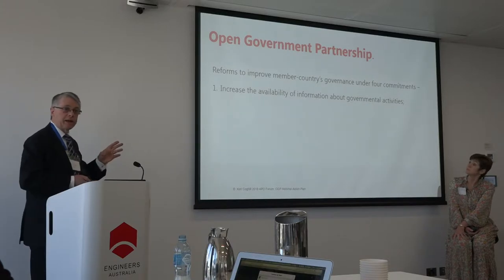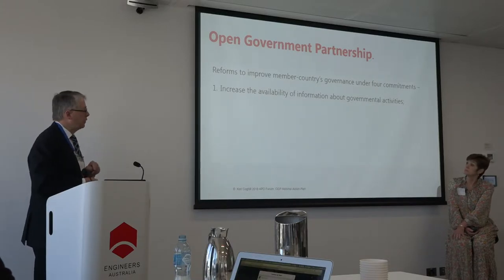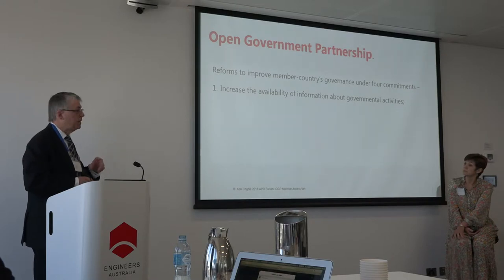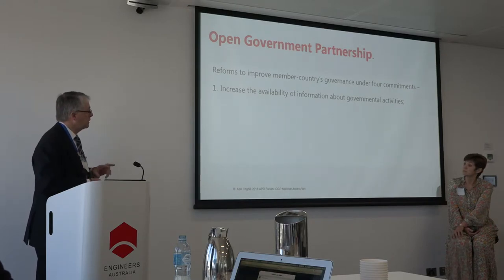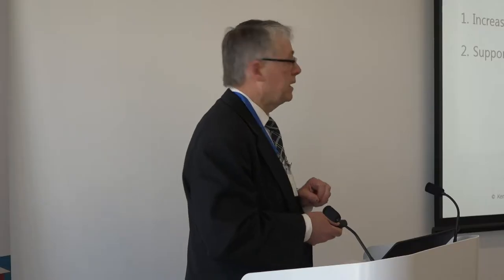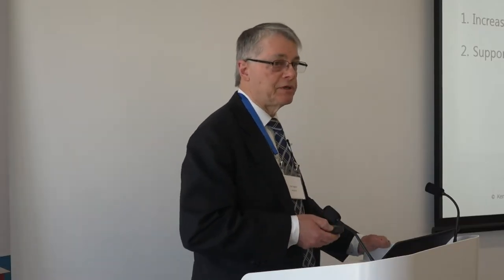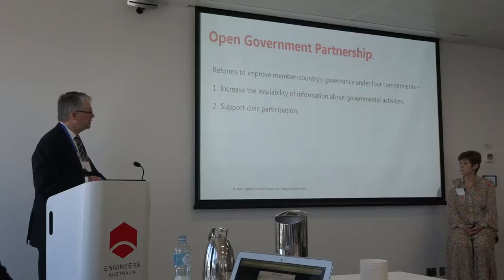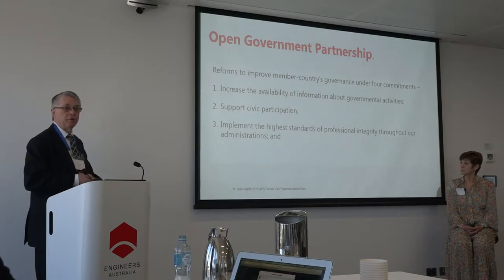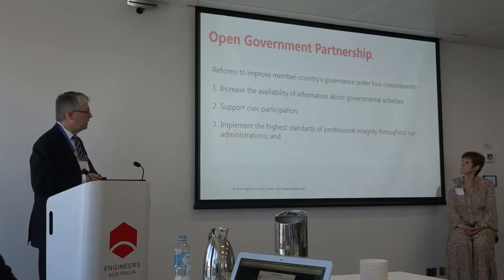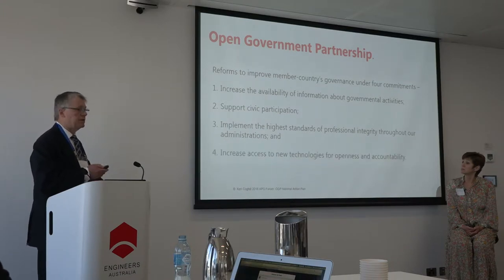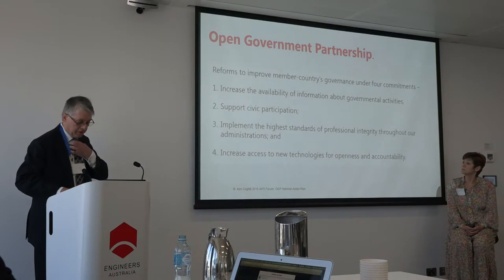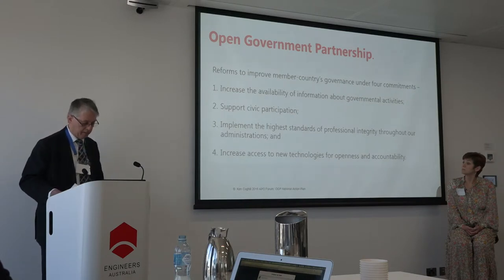So the first is about access to information about what's happening within government and information held by government, not only dealing with government's own activities. Secondly, there's a very strong support for civic participation, public participation, if you like. And also very important is improvement in integrity of government. And one of the key debates in Australia in that context is whether there should be a federal ICAC. And I'll come back to that. And the final one is increasing access to the use of technology for openness and accountability.